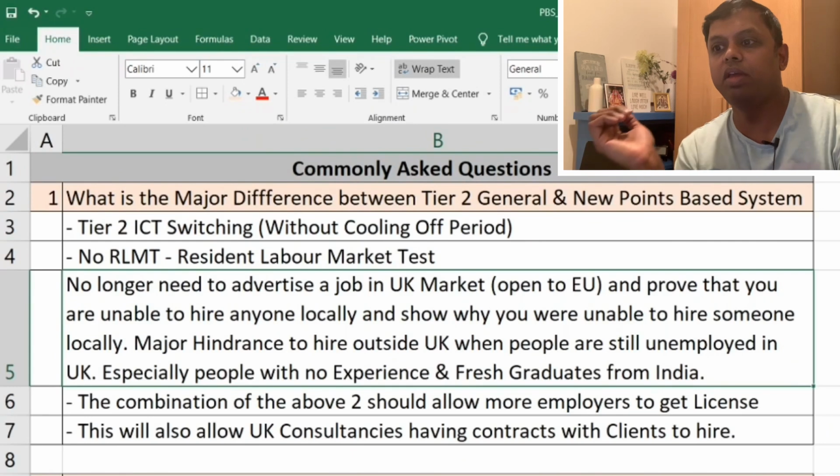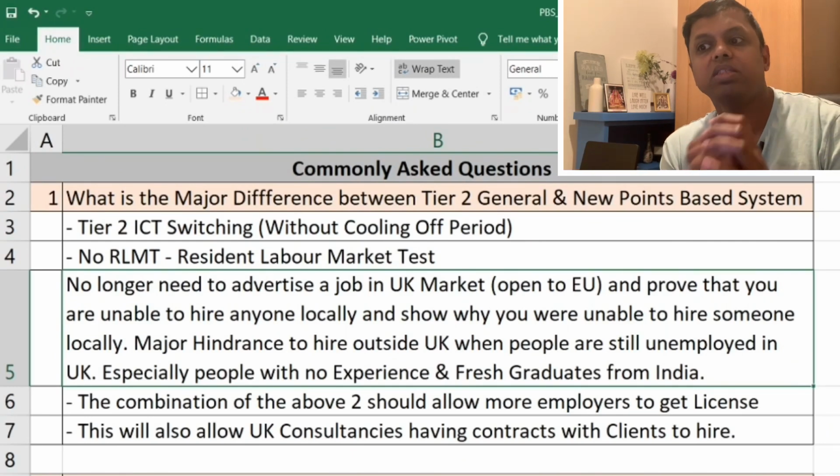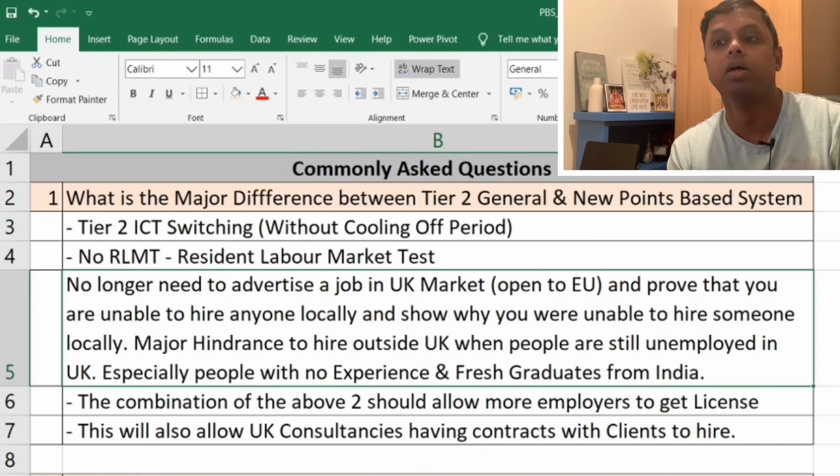So let's start with the most basic question that people have been asking me: what is the major difference between Tier 2 General and the new points-based system? Because Tier 2 General was always there. Companies can always sponsor employees and bring them on Tier 2 General. So what's the major difference apart from the Tier 2 ICT switching without the cooling off period, which we spoke about? What's the benefit for everyone else?